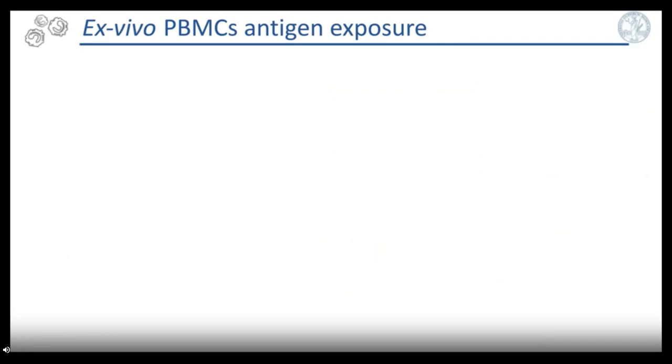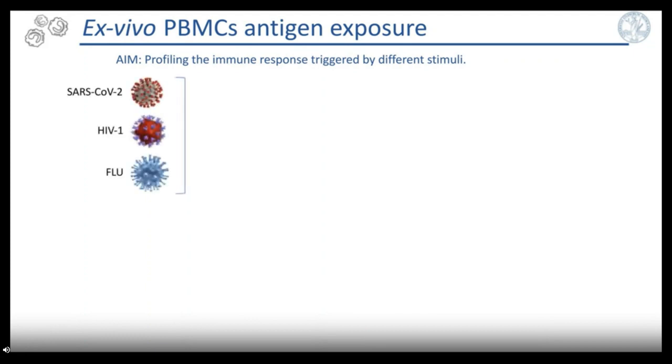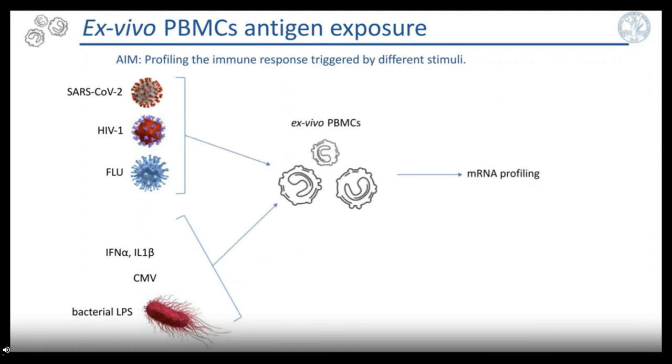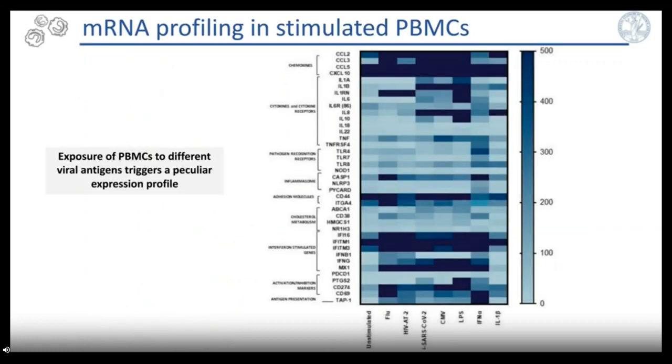In the second study design, our aim was the profiling of the immune response triggered by different microbial and inflammatory stimuli. In order to do that, we used inactivated SARS-CoV-2, HIV, and flu viruses together with interferon alpha or IL-1 beta stimulation and exposure to CMV antigens or bacterial antigens. The cellular model employed was PBMCs isolated from healthy donors in this case. We used the QuantiGene technology to profile the specific activation signatures related to each tested pathogen.